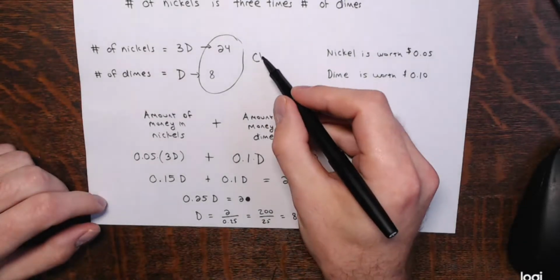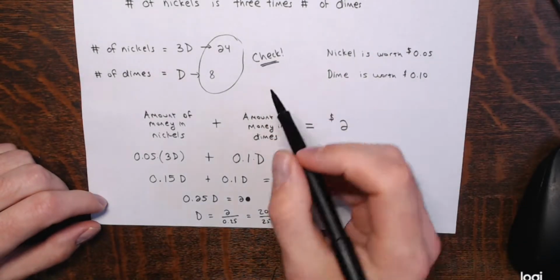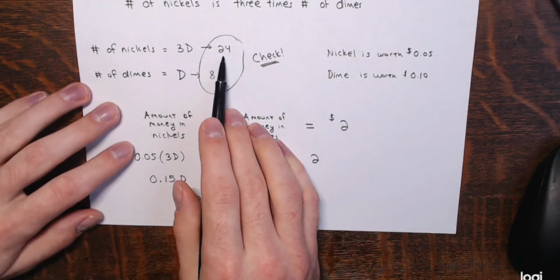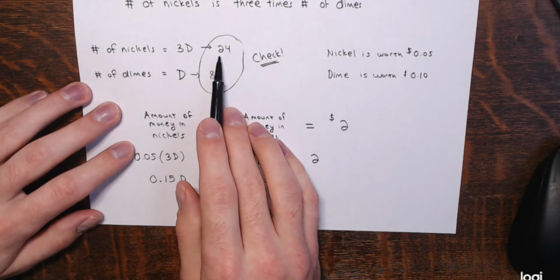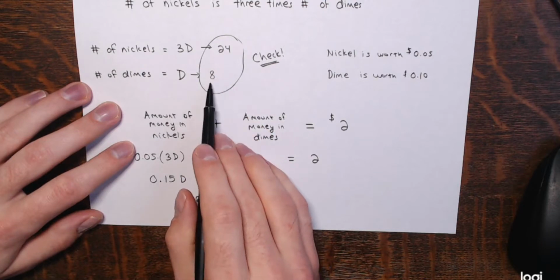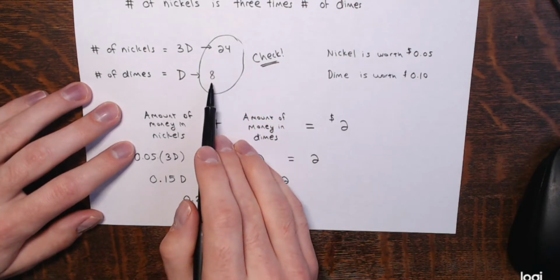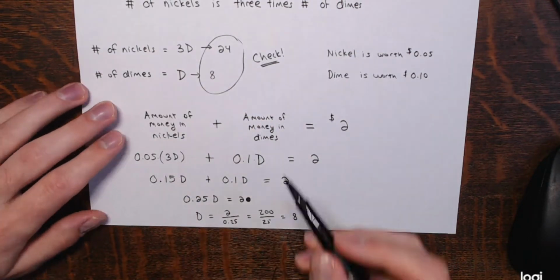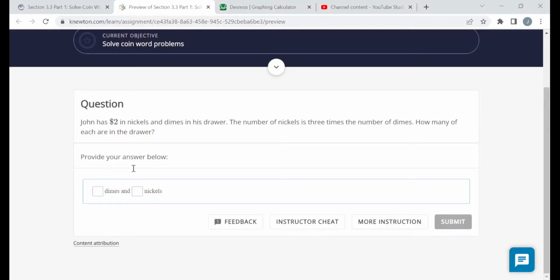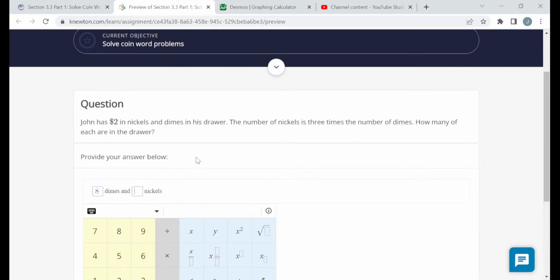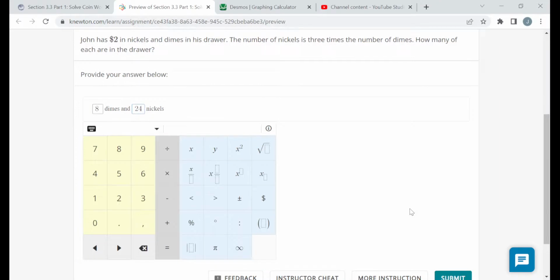And then check your answer, of course, make sure it makes sense. Now if you had 24 nickels, how much money would that be? Well, that'd be $1.20, right? Each one of those is worth 5 cents. 0.05 times 24 would be 1.2, right? So $1.20 from the nickels, and then each dime is worth 10 cents, right? So this is 80 cents. $1.20 plus 80 cents would be $2 total. So this checks out. So there are 8 dimes and 24 nickels to make the $2.